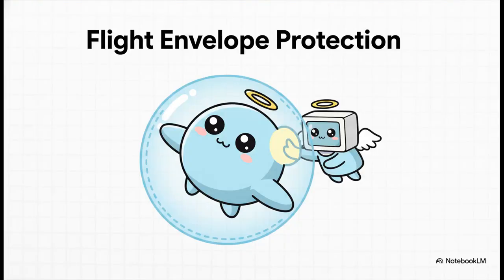This whole idea is called flight envelope protection. Now, the envelope is basically the safe zone for the plane: how fast it can go, how steeply it can turn, all that stuff. This system creates a digital safety net around the airplane. And if a pilot makes a command that would push the plane outside that safety bubble, the computer will just say, nope, not going to do that.